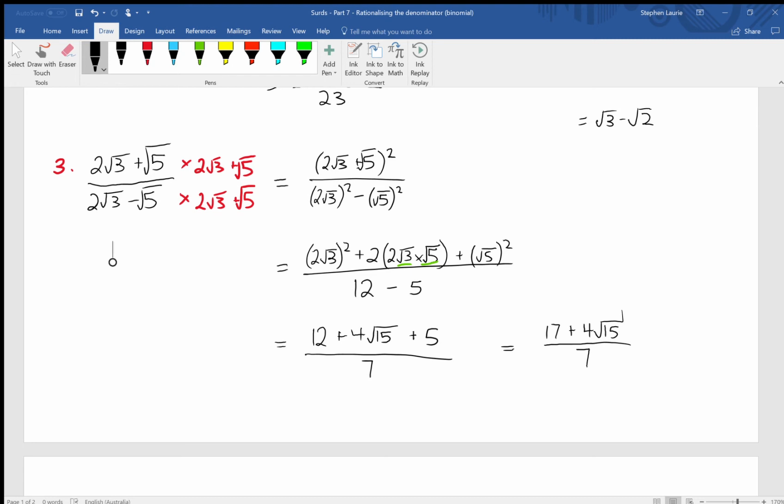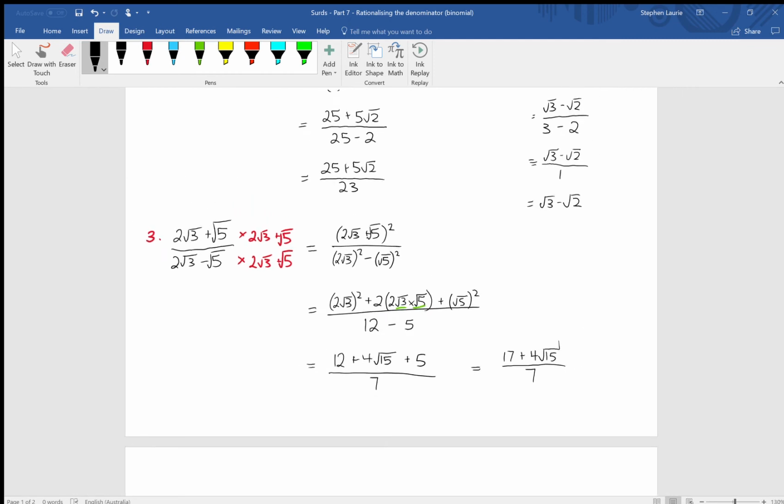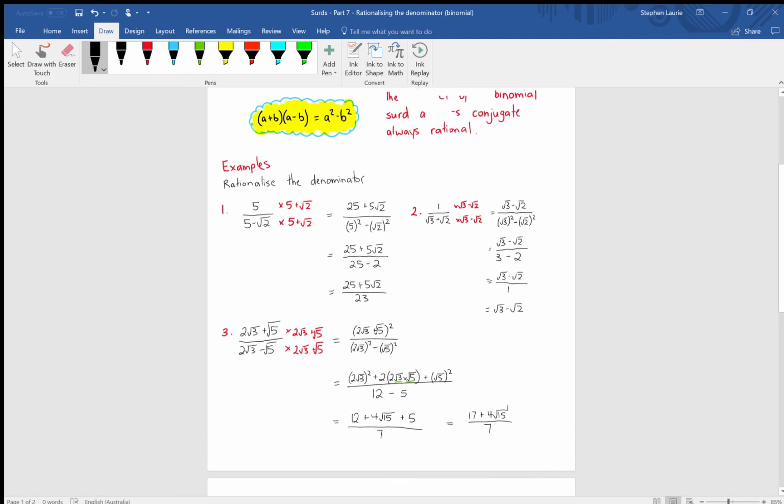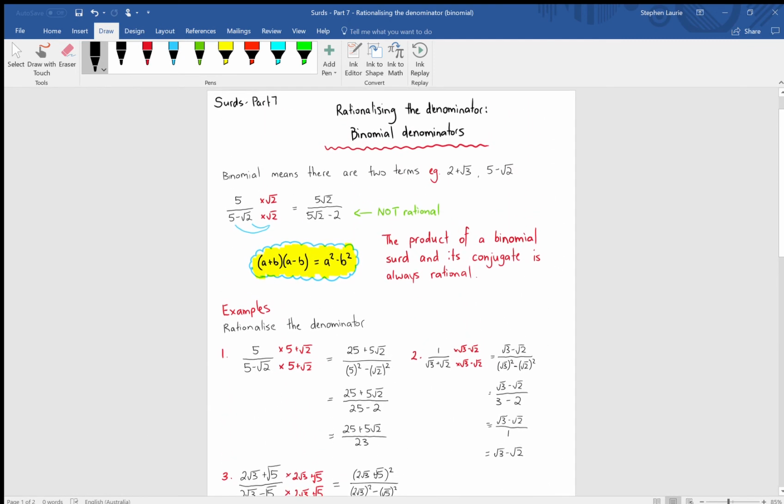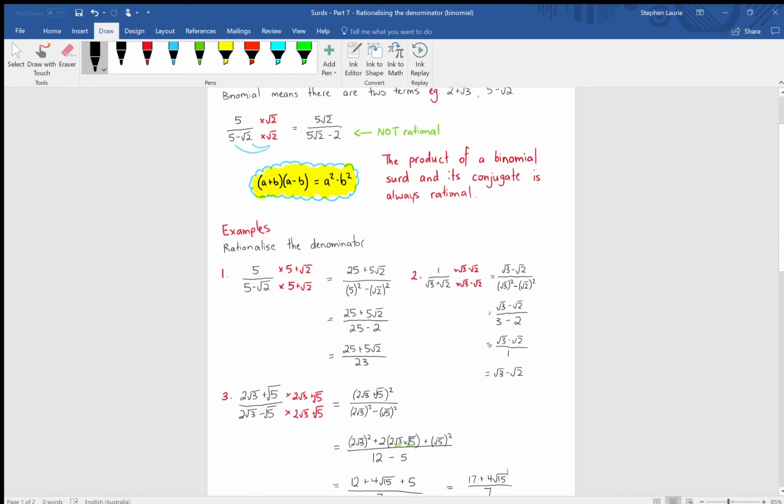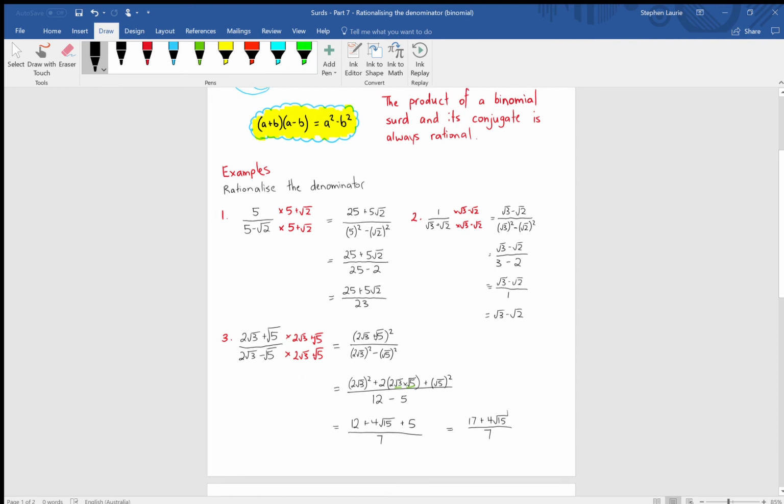Alright, so let's recap. Today we looked at rationalising the denominator, but for questions involving binomial denominators. And we found that we couldn't use the same method as what we did for monomial denominators. We had to go and utilise the difference of two squares rule, because the product of a binomial surd and its conjugate is always rational. And then we looked at 3 examples where this was the case.